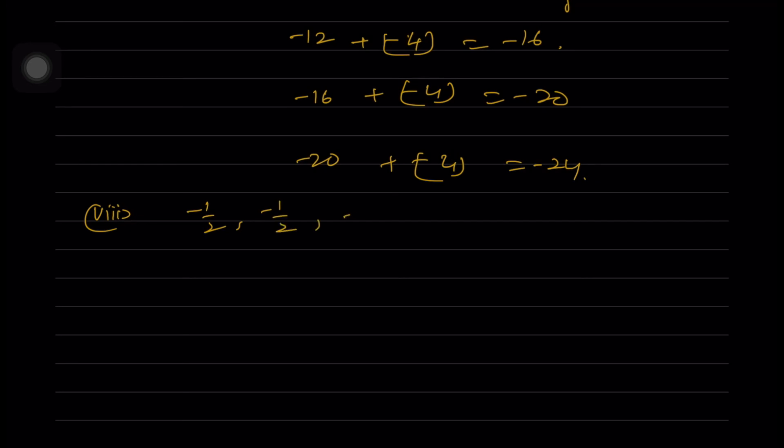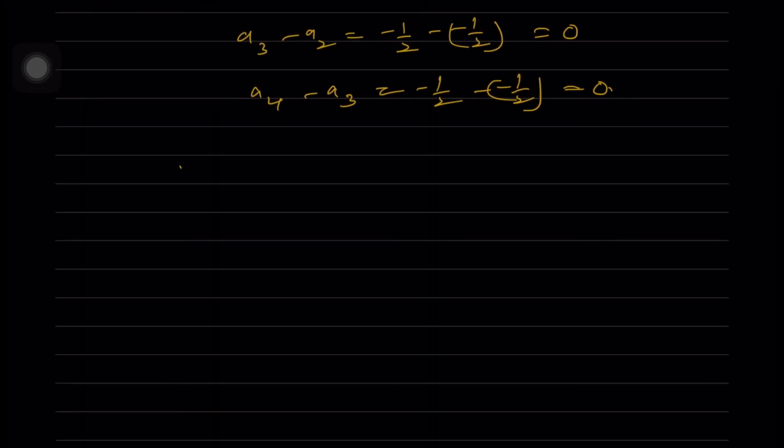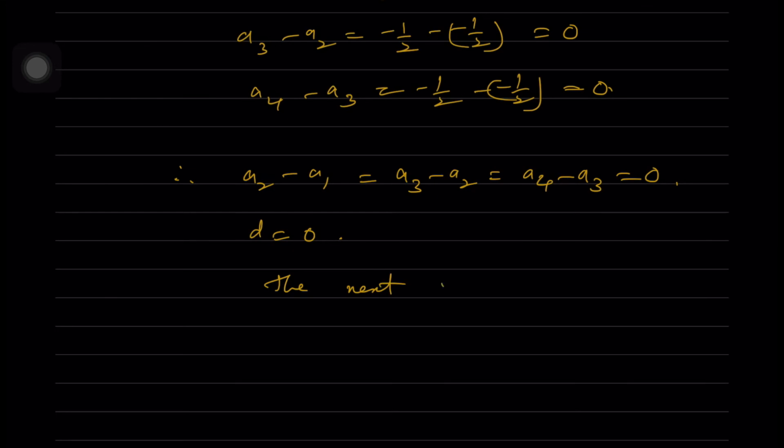Minus 1 by 2, minus 1 by 2, minus 1 by 2, minus 1 by 2. So here a1, a2, a3, a4 are all equal. The common difference: a2 minus a1 is equal to minus half plus half, which is equal to 0. a3 minus a2 is equal to minus half plus half, which is also equal to 0. So the common difference is 0 throughout, so a2 minus a1 is equal to a3 minus a2, which is equal to a4 minus a3, which is equal to 0. So common difference is 0.